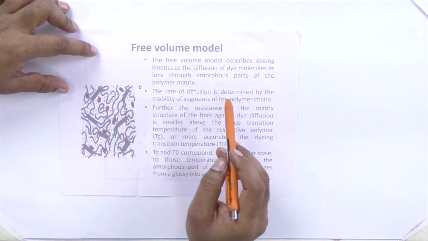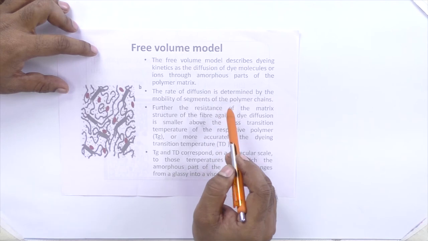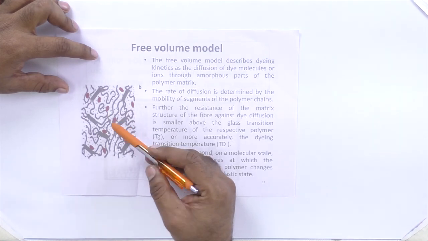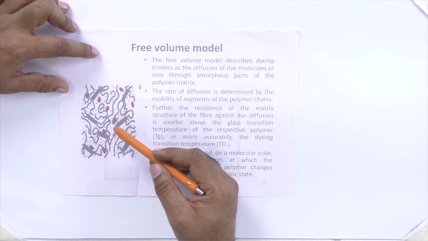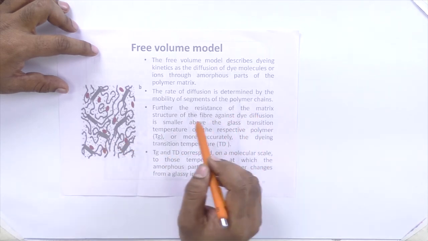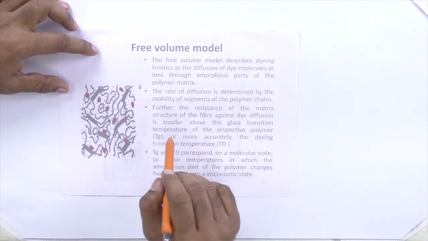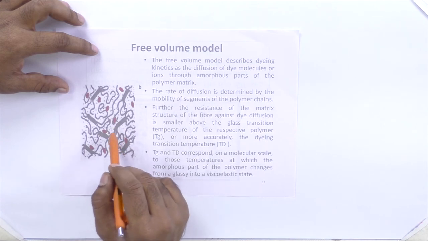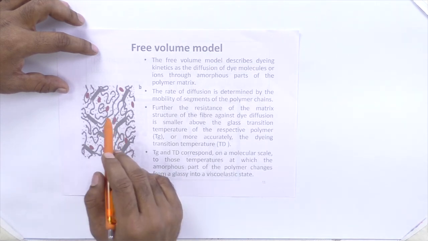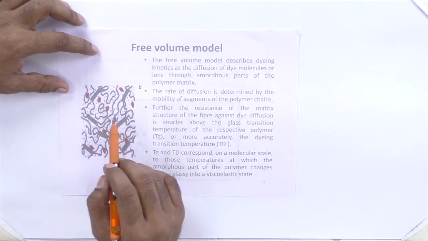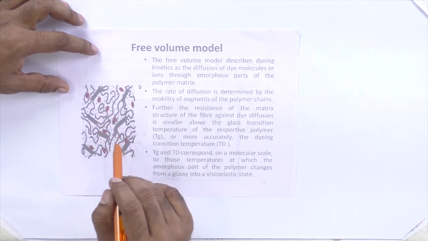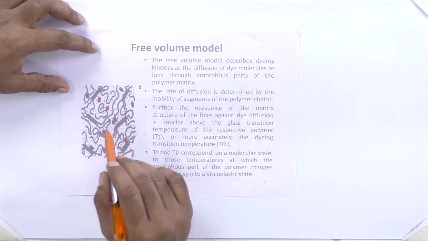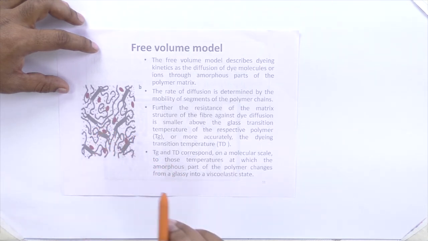And the rate of diffusion is determined by the mobility of segments of the polymer chain. So the diffusion is based on the amount of amorphous region and the mobility of the segments in the polymer chain. Further, the resistance of the matrix structure of the fiber against diffusion is smaller above the glass transition temperature, or dyeing temperature. That means the resistance to dye penetration is less when the dyeing temperature is above the glass transition temperature, and the mobility of the segments is more when the temperature reaches the glass transition temperature. You can see here.